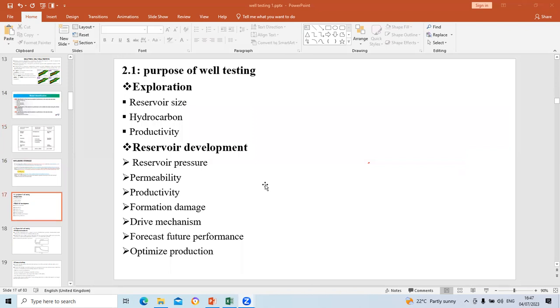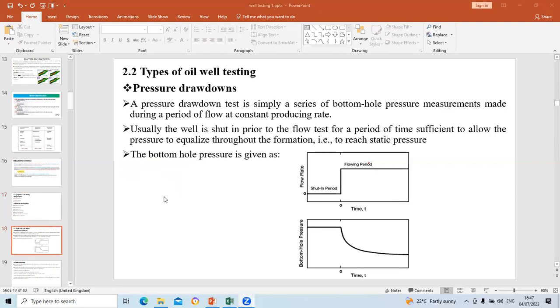So what are the various purposes? What's the purpose of well testing? At the exploration stage, you might use it to determine the reservoir size, the amount of hydrocarbon, the productivity of the system. At the development phase, which we have already explained about the various stages in the reservoir, in the production of hydrocarbon, we can talk of reservoir pressure, permeability, productivity, the damage, the drive mechanism, and all of that.